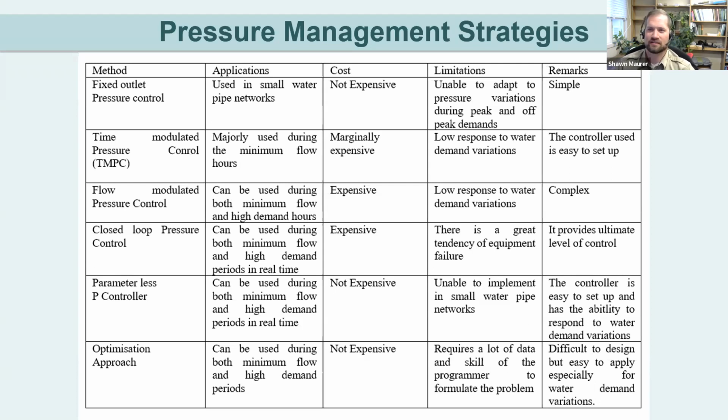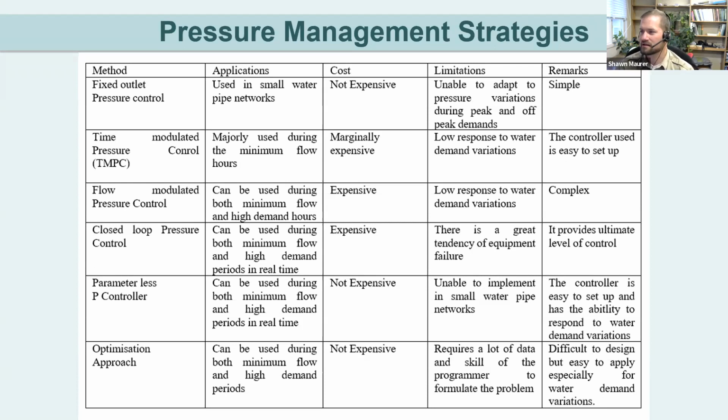You just have a PRV out in the network where your upstream pressure is reduced for the downstream section of the piping, with the goal of maintaining relatively uniform pressure across the network, but it's not going to react to demand changes in the system.